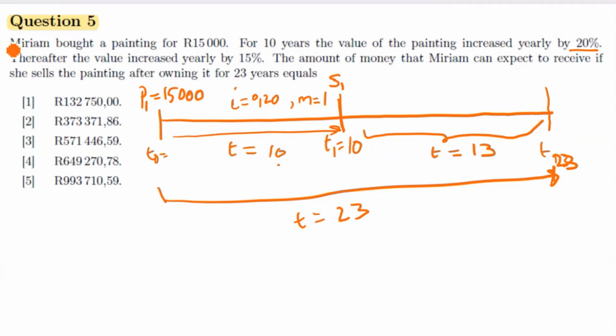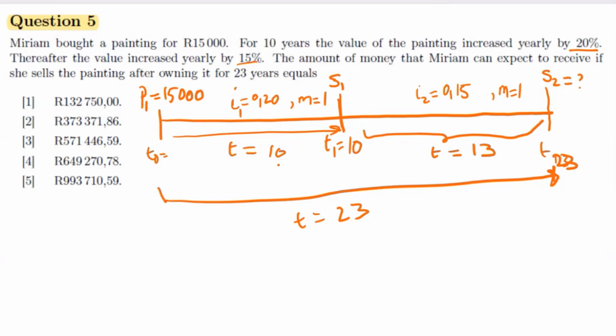Something has happened here. There's another interest rate here. You are told this interest rate is 15%, also compounded yearly, that means it is compounding once, so you've got your M is equal to 1. And yet you don't know your final investment amount. You are looking for this because we want to know how much Miriam can expect when she sells the painting after owning it. We want the accumulated amount.